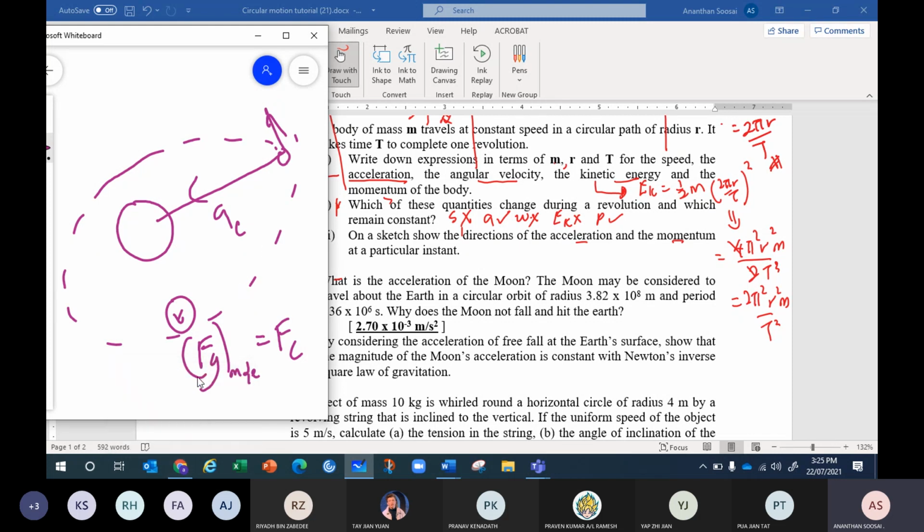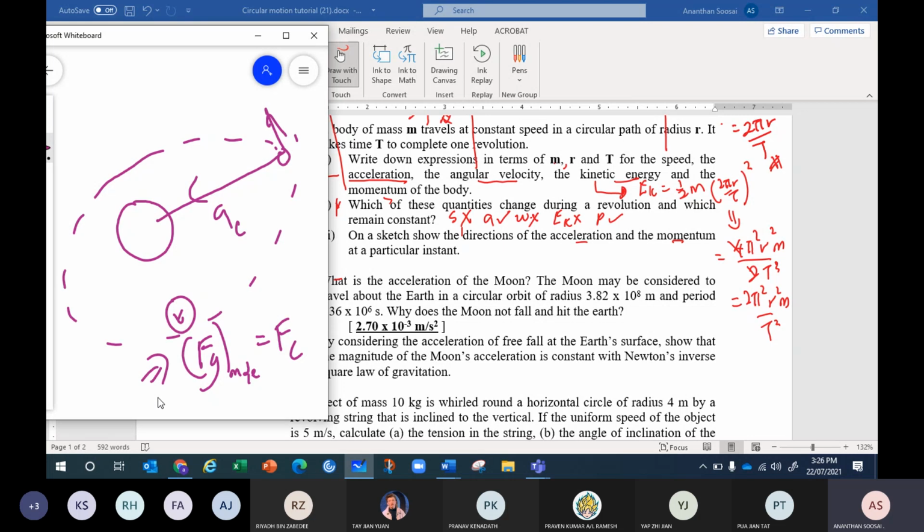So you just say the gravitational force provides the centripetal force for the Moon to go around. Therefore, it won't fall down. It doesn't go closer or go away. It will stay in that circular path. Okay, so that's the answer. The gravitational force between the Moon and the Earth provides the centripetal force for the Moon to go around the Earth. Therefore, it does not fall towards the Earth.